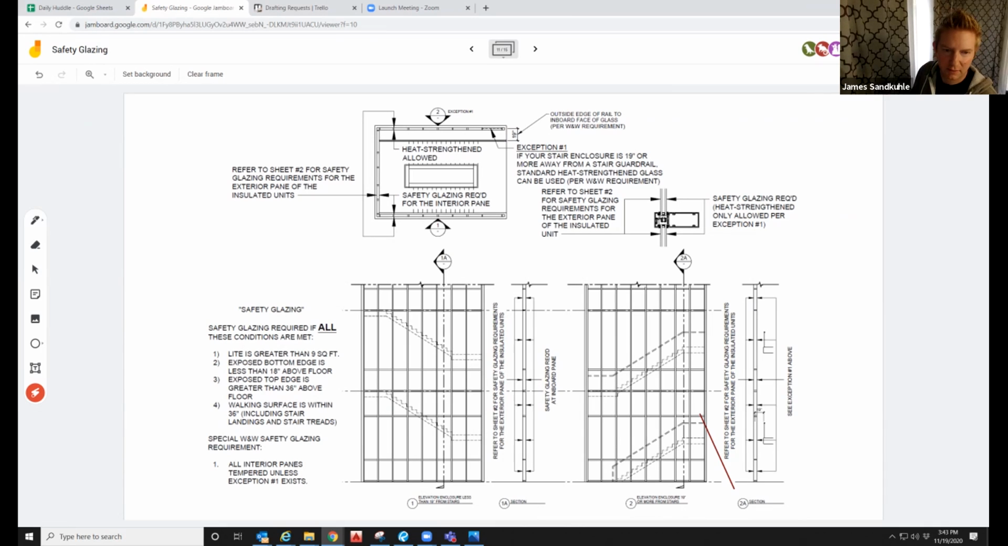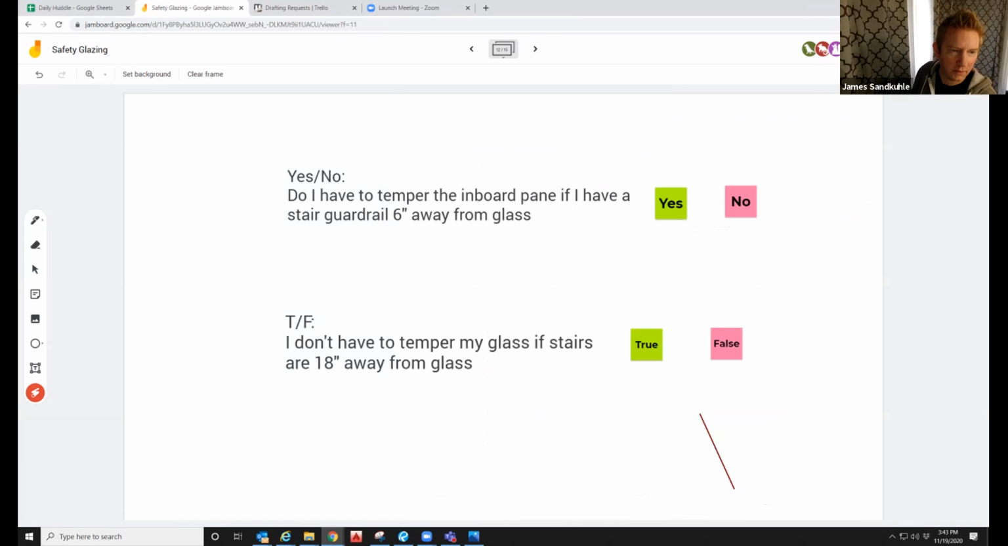Anyone have any other questions? All right, moving on to slide 12. Yes, no question. Do I have to temper the inboard pane if I have a stair guardrail 6 inches away from glass? You can put a little tick mark under whichever one you feel is the correct answer. And then the other one, true or false? I don't have to temper my glass if stairs are 18 inches away from glass.